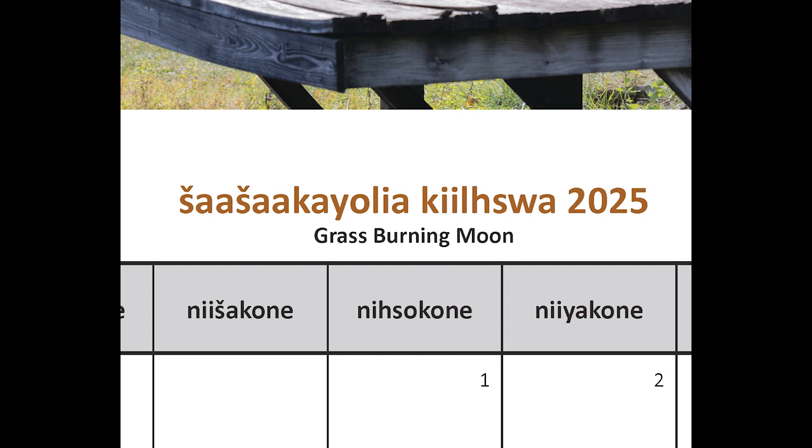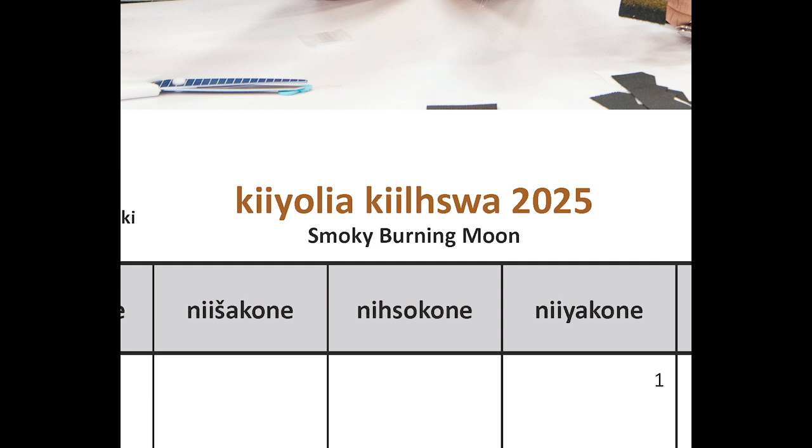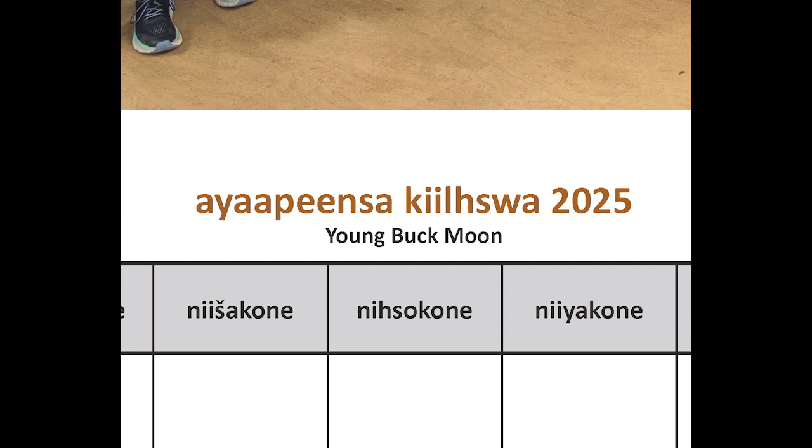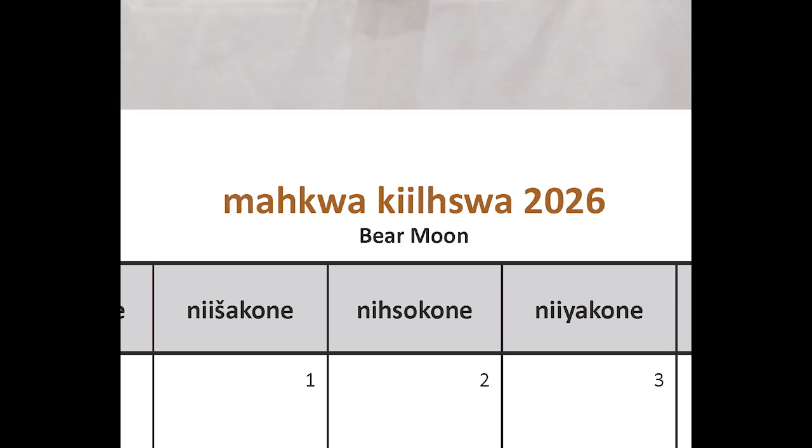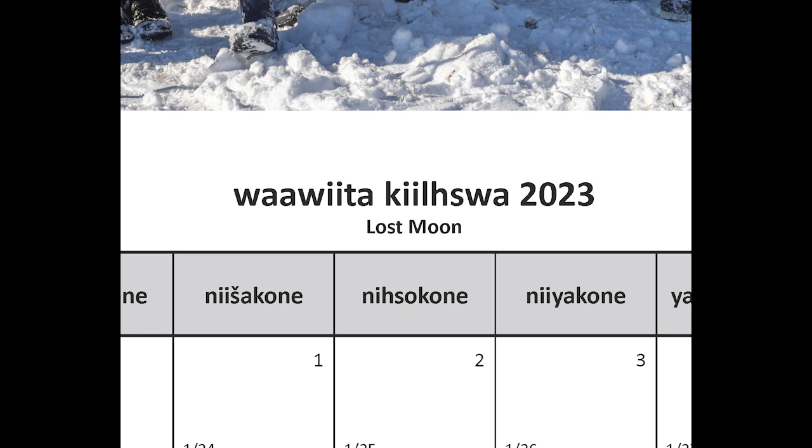Kiilhswaakani Kiilhswa is the grass burning moon. Kiilhswaakani Kiilhswa is the smoky burning moon. myaamiaataweenki Kiilhswa is the young buck moon. myaamiaataweenki Kiilhswa is buck moon. The last one is Ciinkwia Kiilhswa, bear moon. And then every now and then there's an additional moon called the lost moon that we include approximately every 3 years. This is Wawita Kiilhswa.